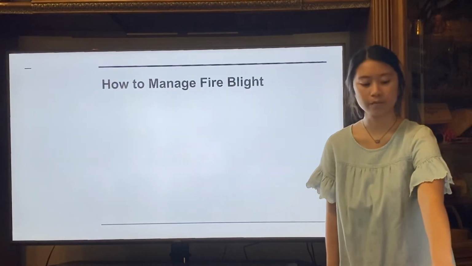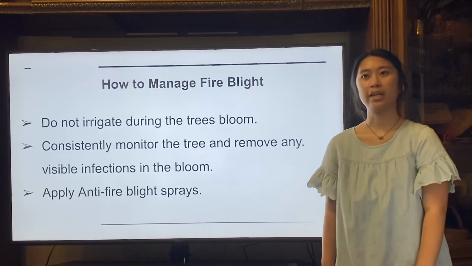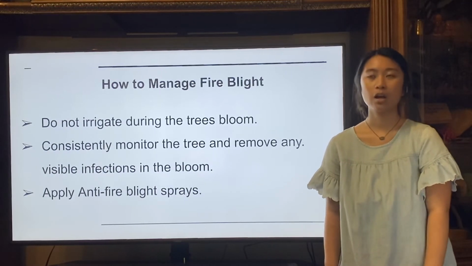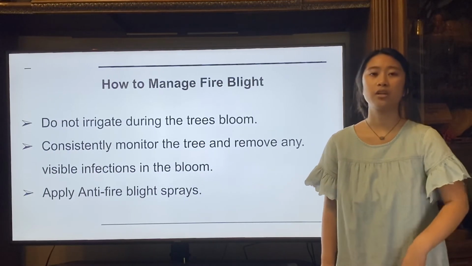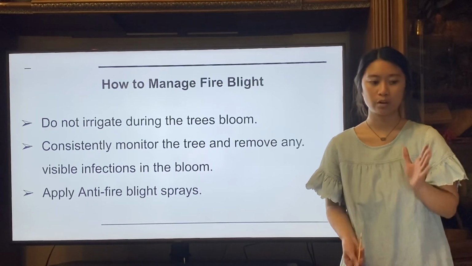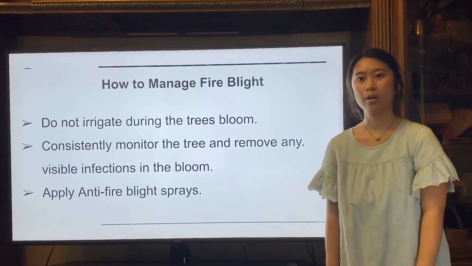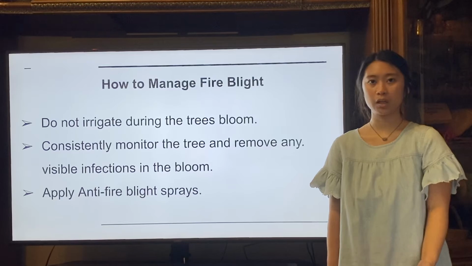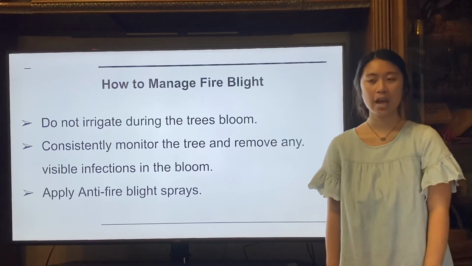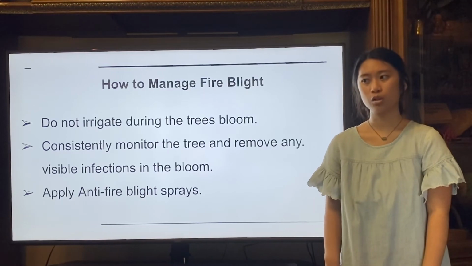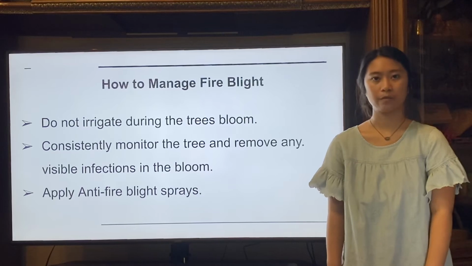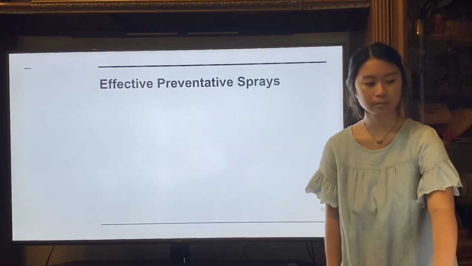So, ways to treat fire blight in case it's already started to spread. There are various methods, such as don't irrigate your trees when they're in the middle of blooming. Just constantly monitoring them, checking if more cankers are starting to spread. And you could also just use anti-fire blight sprays.